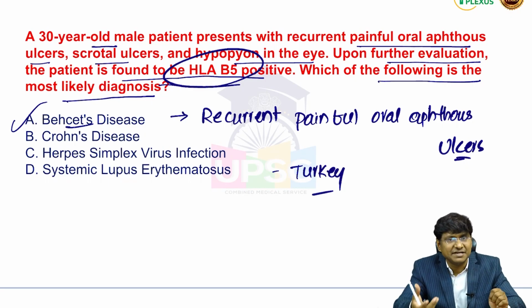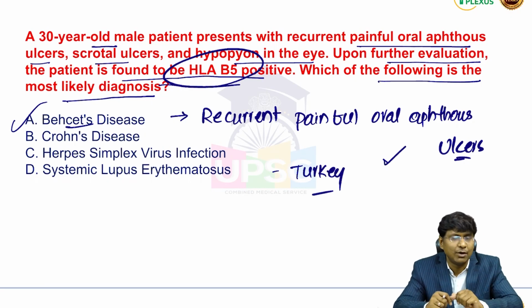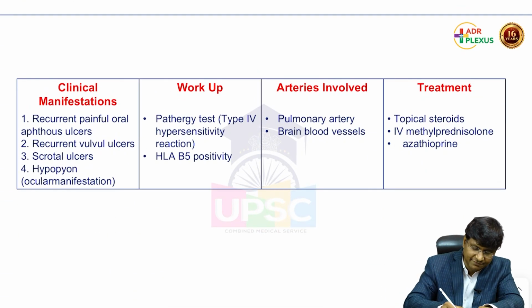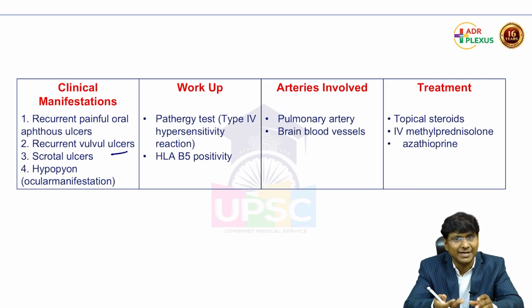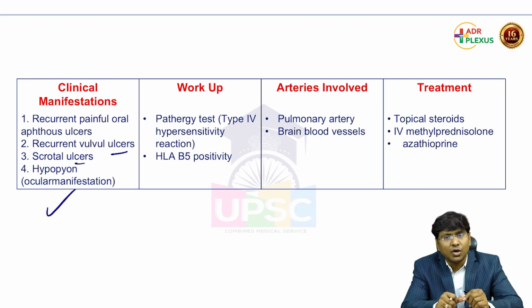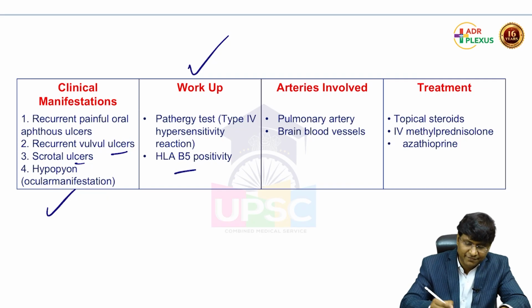And what will be the features in Behçet's? The pathognomonic manifestation is recurrent painful oral aphthous stomatitis. And along with that, these patients, they will also have genital ulcers, that is vulval ulcers in case of females, and scrotal ulcers in males, and hypopyon, that will be the ocular manifestations. And the workup that you will do in Behçet's is the positive pathergy test, then HLA-B5 will be positive.